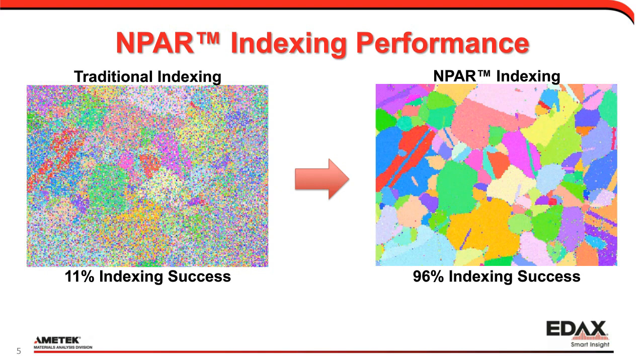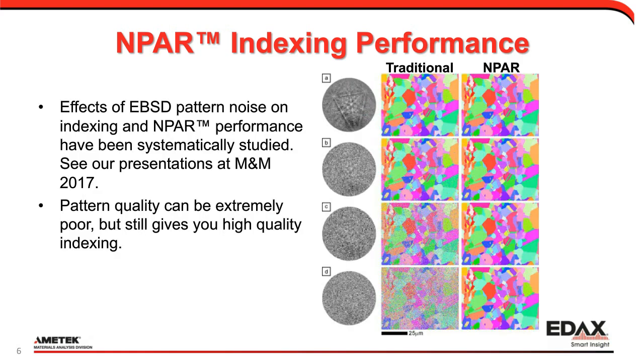It's about finding those samples that are traditionally hard for EBSD, and NPAR gives them that extra leg up to make that data set go from a little noisy, maybe slightly usable, to honestly often pristine data sets. And that is the true power of NPAR. And here again, we can see how the pattern quality can be extremely poor and still give you good indexing results.